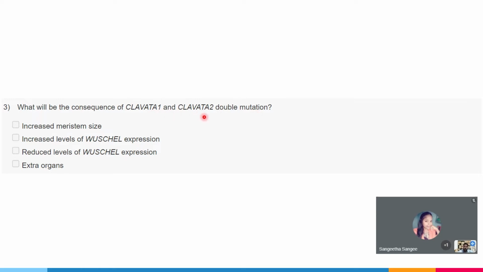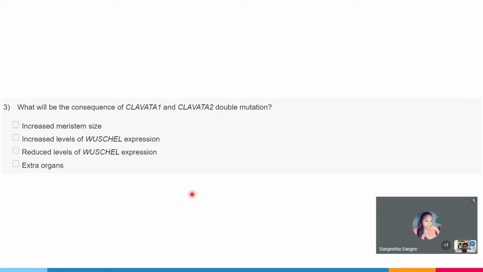CLAVATA1 and CLAVATA2 are genes that are related to the stem cell lineages, the meristem lineages, and they control a particular aspect of stem cell differentiation and proliferation. So the question is, what will be the consequence of CLAVATA1 and CLAVATA2 double mutation if both of them are knocked out? The options are, this will cause an increase in meristem size. This will cause an increase in Wuschel expression. Wuschel is another gene that is related to meristems. It will reduce the levels of Wuschel expression and it will produce extra organs.